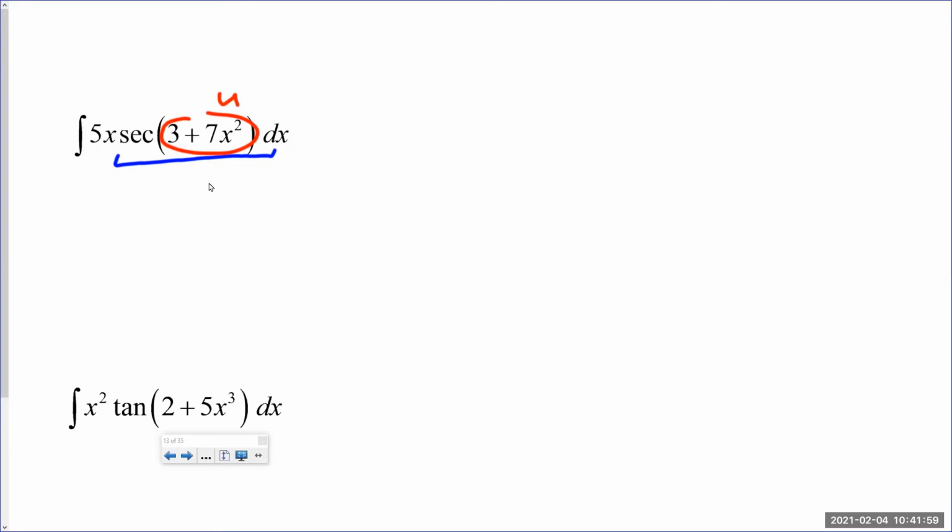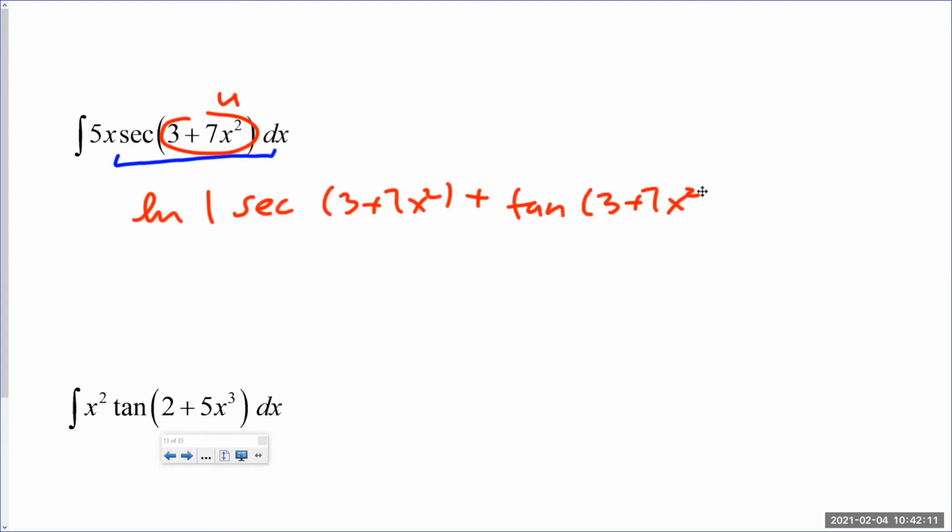Is there? What is it? Isn't it the log of secant u plus tangent u plus c? Is that right? It's really long, but that's okay. You just take the log, and every time there's a u, you just put in your u's. Okay? All right. Is there a negative here?